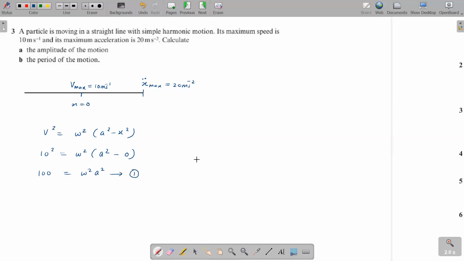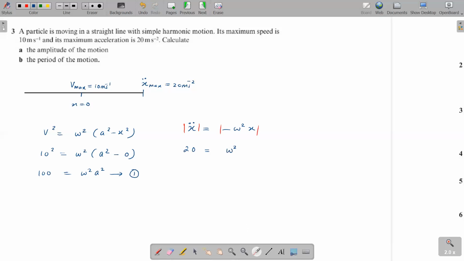The other one we can create here is by using the equation for acceleration. So what is the acceleration equation? Acceleration is minus omega squared x. Now we know this minus sign is there simply to show that the acceleration is directed towards the center. Right now, all I need is the magnitude of the acceleration. So what is the size of the acceleration? The maximum magnitude of the acceleration is 20. So just take the magnitude of it. Are you with me? So 20 equals omega squared. You don't need the negative sign.